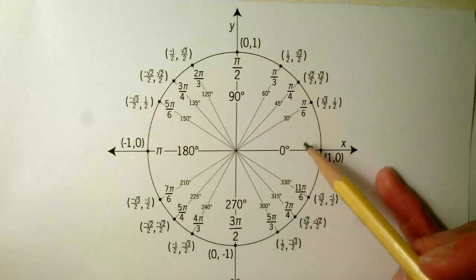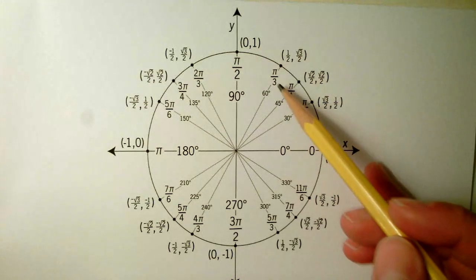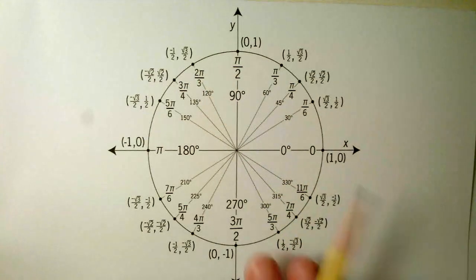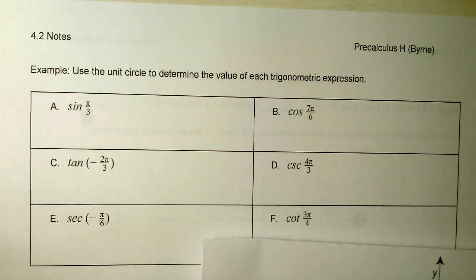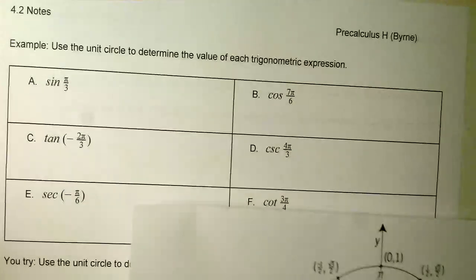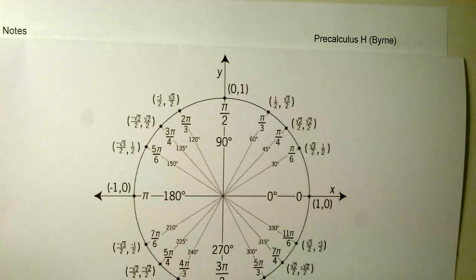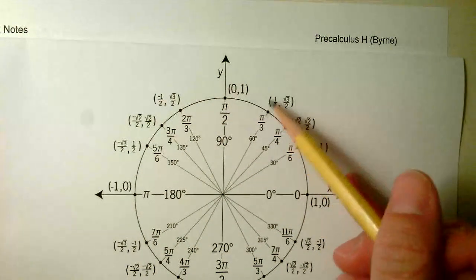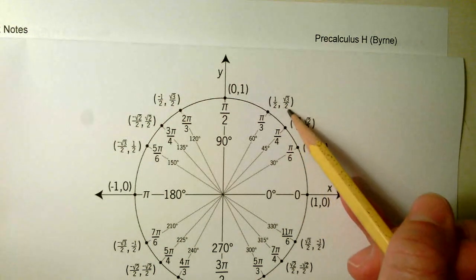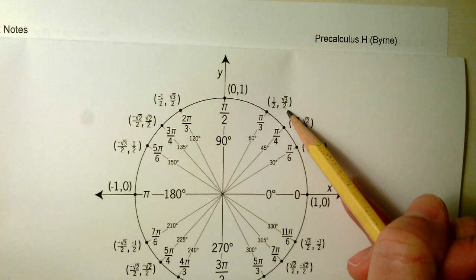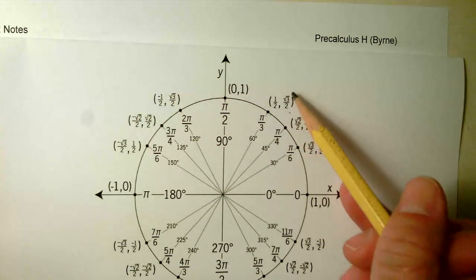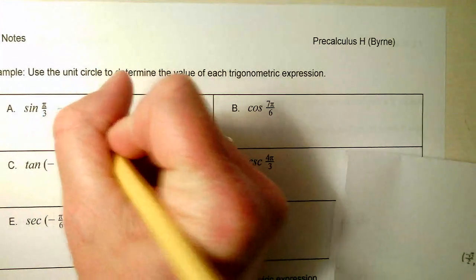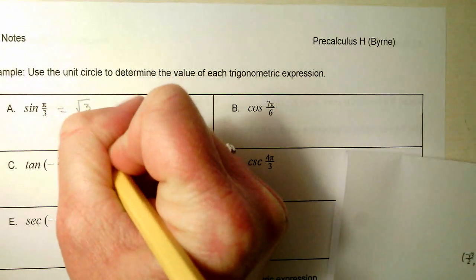I think it's easiest to memorize the first quadrant and then see how an angle would be related to the reference angle. So for sine of pi over 3, I'm looking at my unit circle. I find pi over 3. I find my point is 1/2 comma square root of 3 over 2. I am looking for the sine, which means I am looking for the y value. So my sine of pi over 3 is simply square root of 3 over 2.